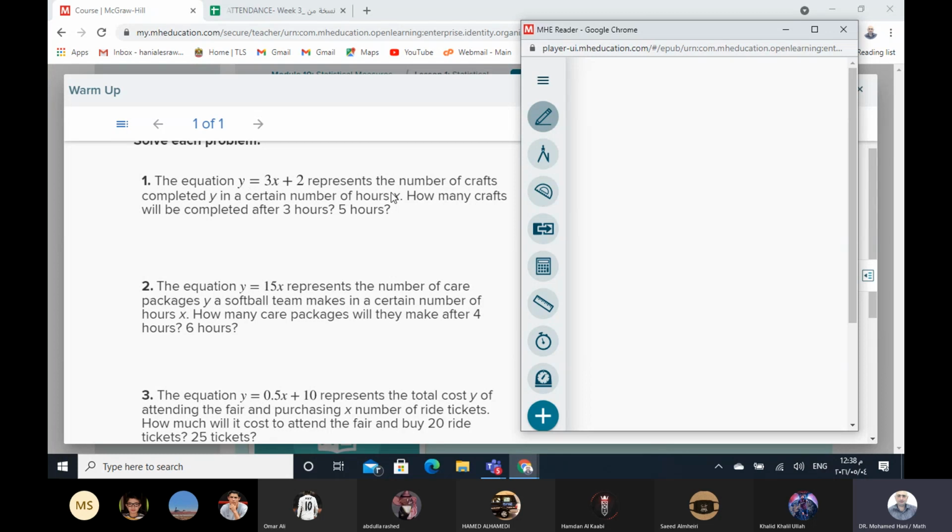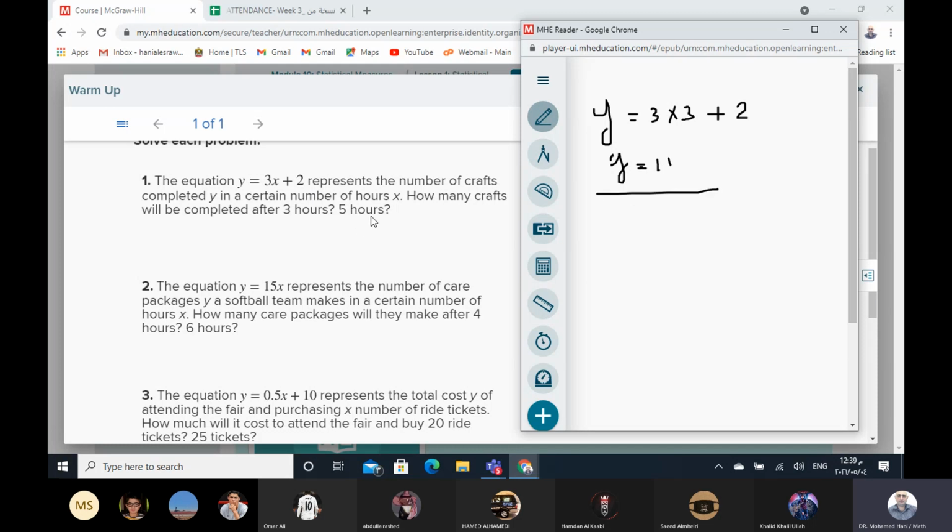Okay, now as you see, we have this equation y equals 3x plus 2. x means the number of the hours. If we have 3, it means the value of x will be 3. So we can write here 3 times 3 plus 2. So y equals 3 times 3, which is 9. 9 plus 2 will be 11.